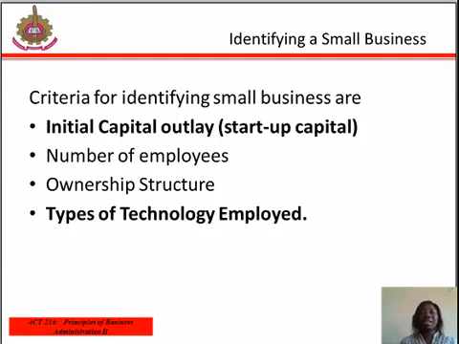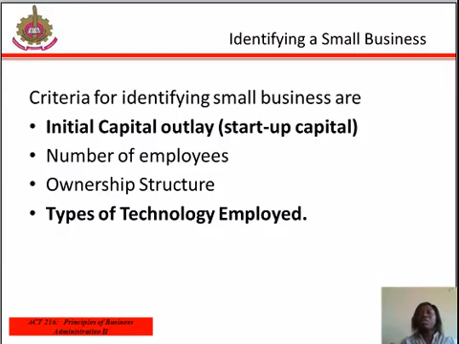The second criteria that can be used to distinguish between a small business and a big one is the number of employees that the business has. For example, a business that has 5 employees, but another one has about 10,000 employees. This one cannot be said to be a small business. So in the past few years, small and big businesses have been distinguished by the number of employees they have.